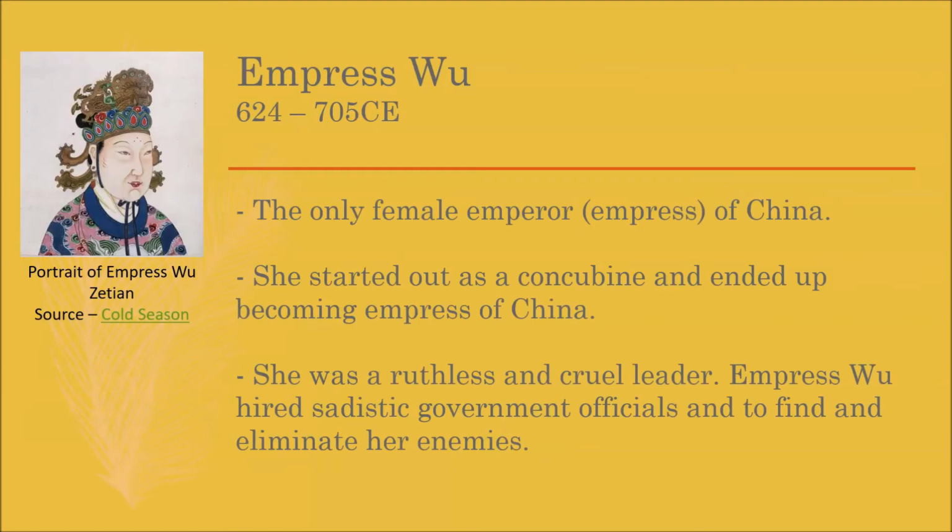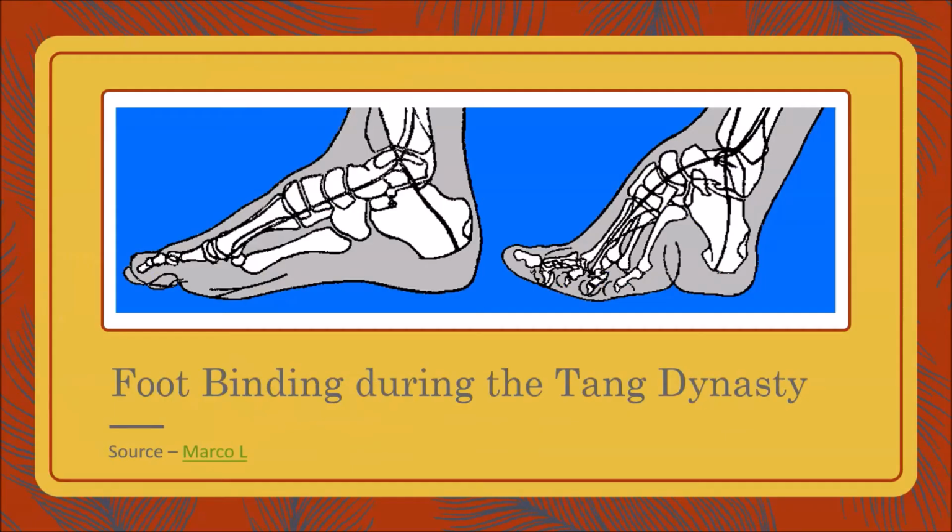Very powerful empress. The only female emperor of China existed during the Tang Dynasty. She started out as a concubine and then ended up becoming Empress of China. This is Empress Wu. And Empress Wu was a ruthless and cruel leader. Empress Wu hired sadistic government officials to find and eliminate her enemies. So she was a very, very ruthless person, but she had to be to get where she wanted to be.